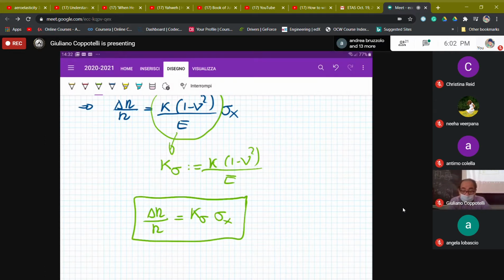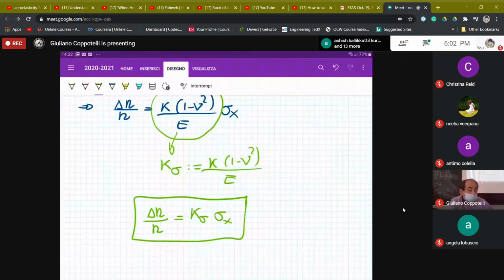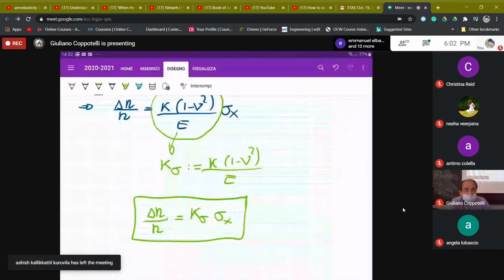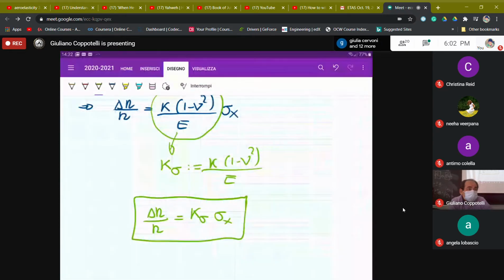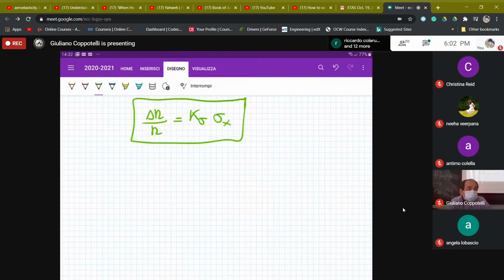However, we are not using this formula, this approach in measuring the stress using the strain gauge, because it is better to use a different configuration that makes use of two strain gauges instead of the one that we are considering just now. Okay, so this configuration that allows us to measure the stress using two strain gauges is called the V configuration.